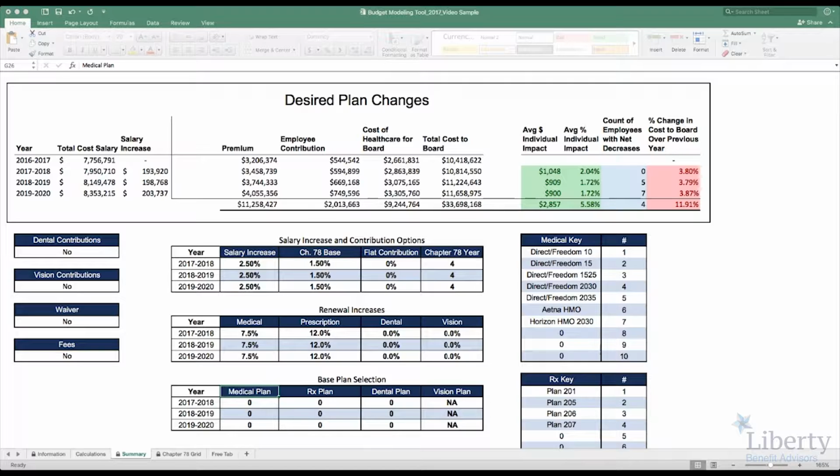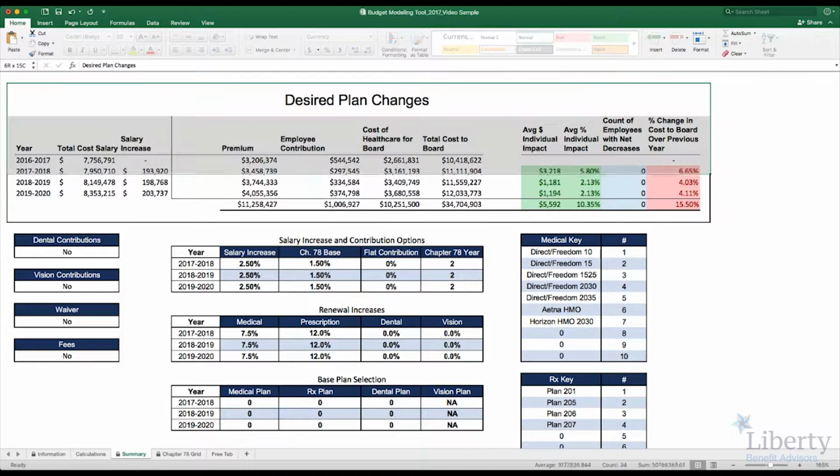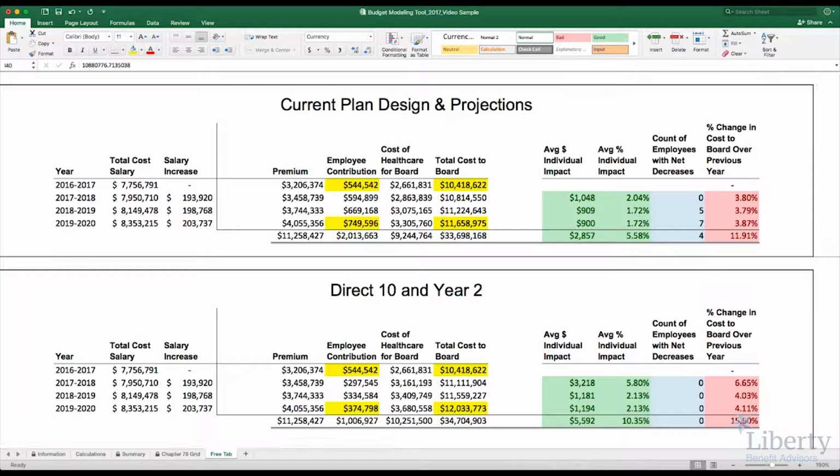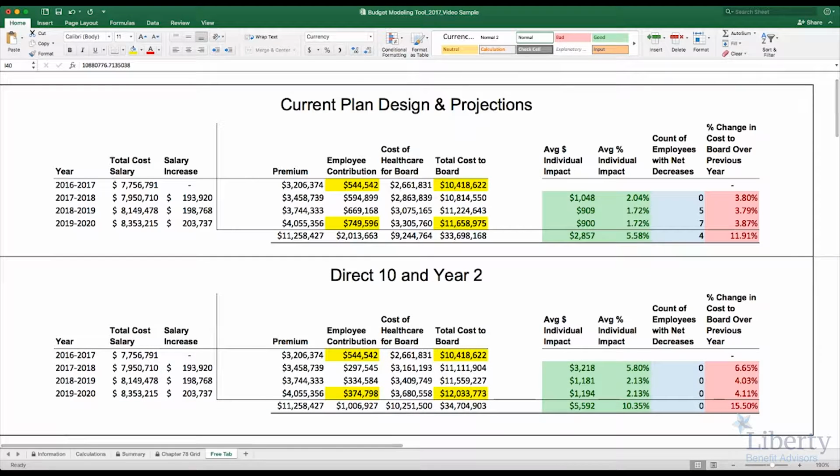And what we want to do is take a look at a few other alternatives to see if any of them meets our objective. So first we're going to take a look at the Direct 10 in year 2 of Chapter 78. So we're simply just going to change this from 4 to 2, and up top we have our projection. So we're going to take this information and put it onto our Free tab. And on this tab, we're going to compare what the total cost is to the board and the employees in each of the 3 years of the contract.